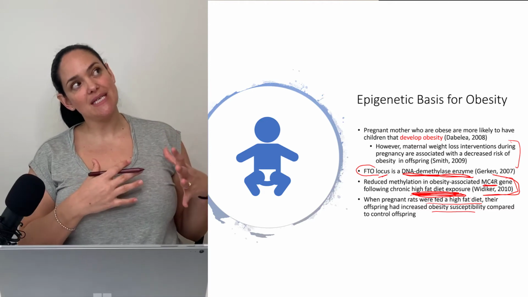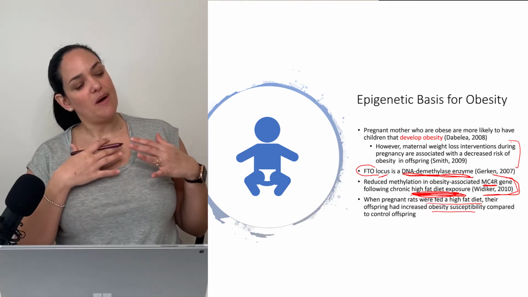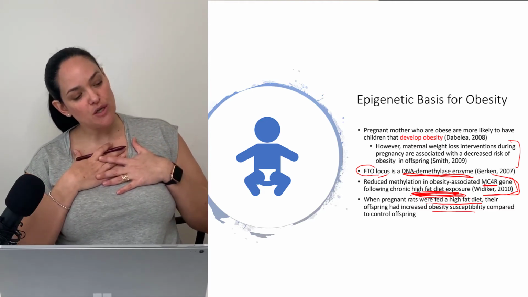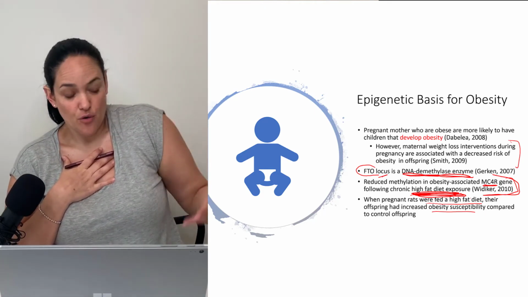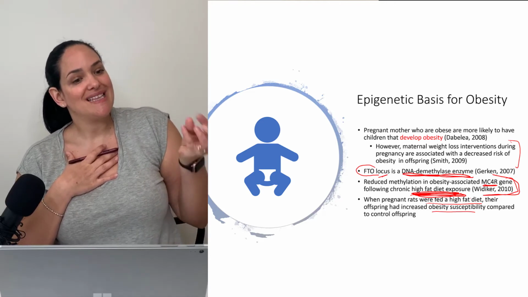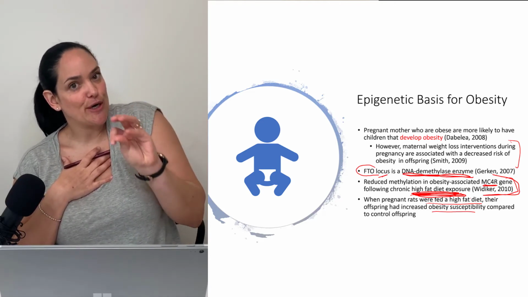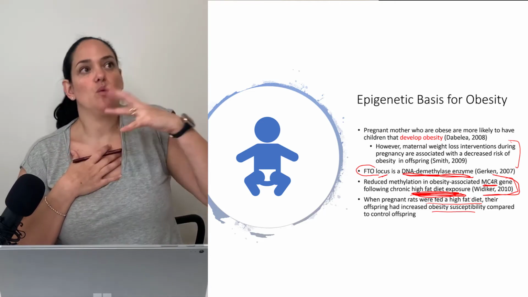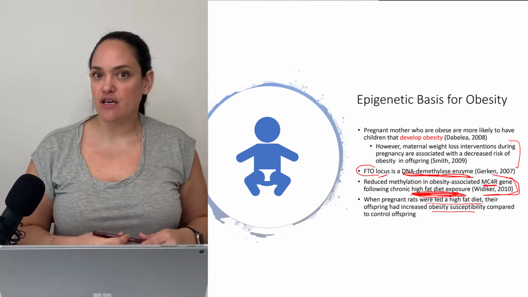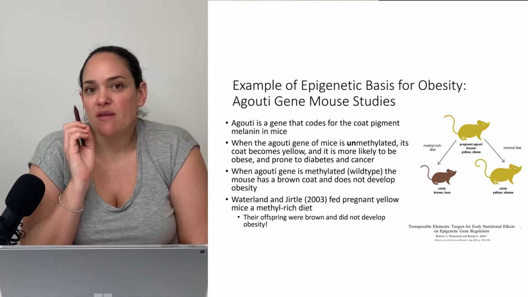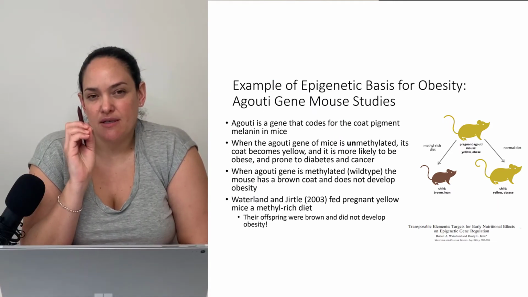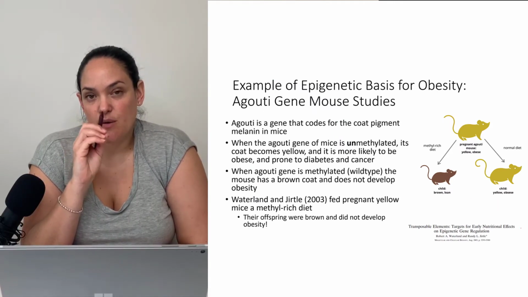So again, something's happening. We believe something's happening as far as what we do, what we expose ourselves to, what our mother exposes herself to, what our father and our grandparents expose themselves to. That's leaving a mark on our DNA, which in turn is affecting our risk for a bunch of different things, including obesity.